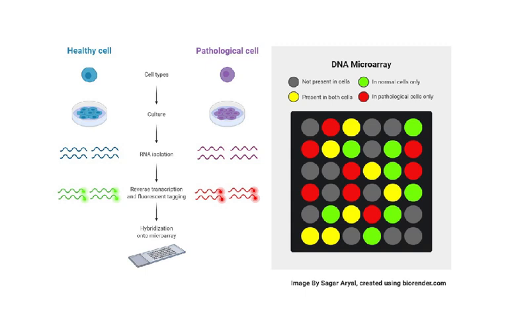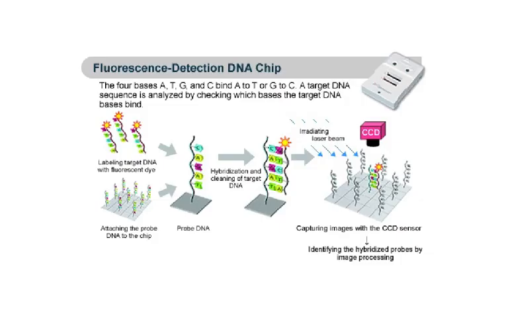I hope it becomes more explanatory by these different diagrams that I am giving you. I think this is another very good fluorescent detection DNA chip. The 4 bases ATGC bind, the target DNA sequence is analyzed, and then you have attaching the probe DNA, and then of course capturing the image with the CCD sensor, identifying the hybridized probes by image processing.